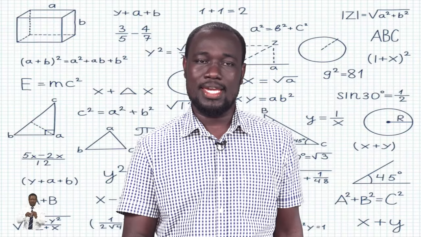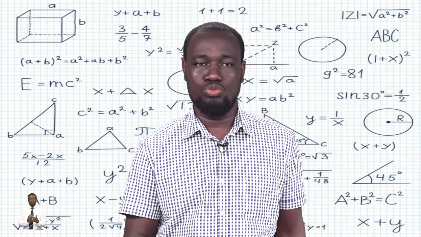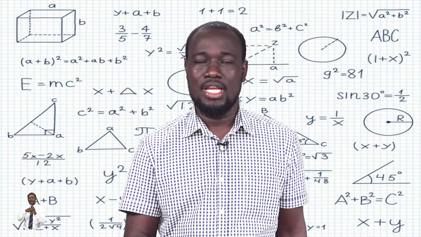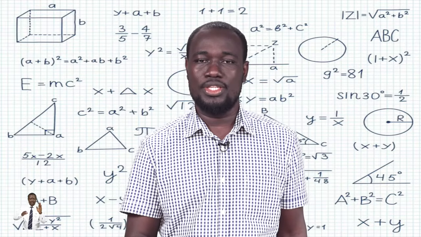Let's move to the second example. So example 2. A ladder leans against a vertical wall of height 15 meters. If the base of the wall and the foot of the ladder are 10 meters apart, find to the nearest meter the length of the ladder. Let's look at our ideal solution for this question.